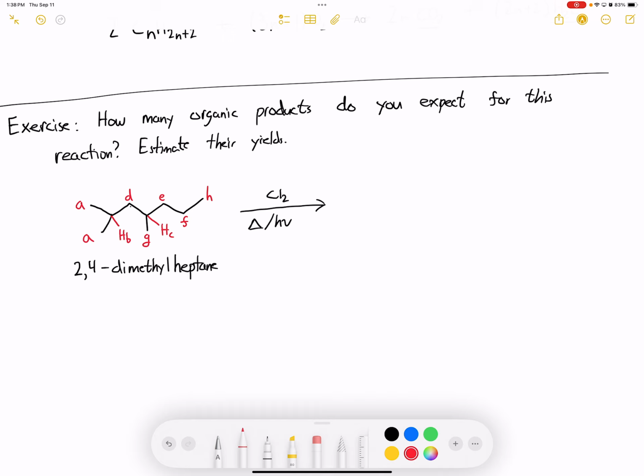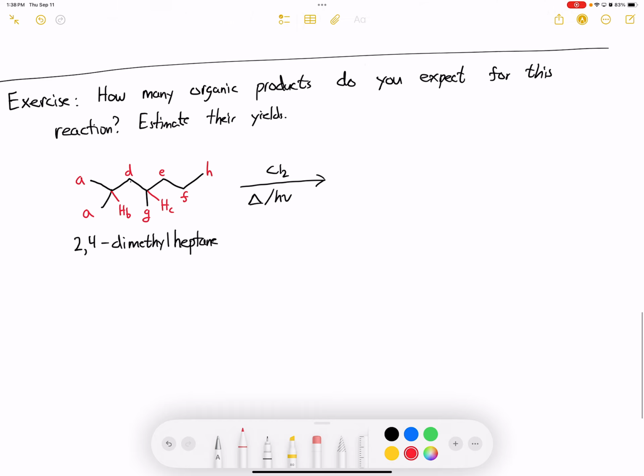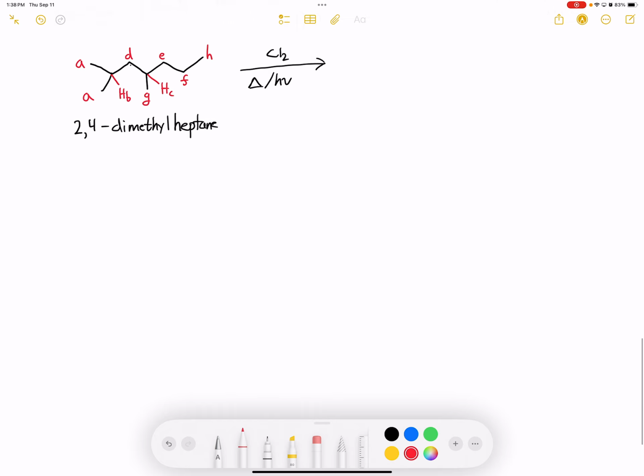Okay, so let's start with letter A. What would A look like? So I'm going to write the products down here, okay? So letter A. I'm going to put the chlorine where that A letter is. Okay, so A would look something like this.